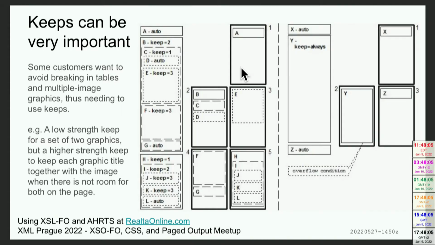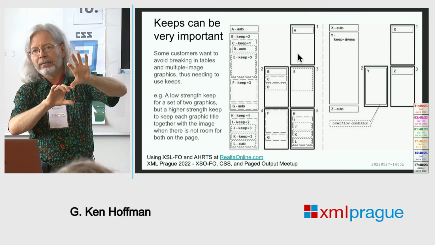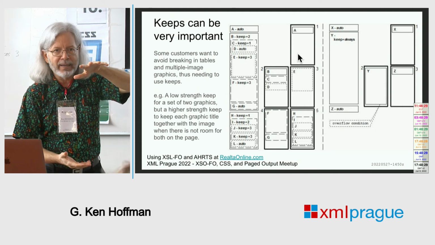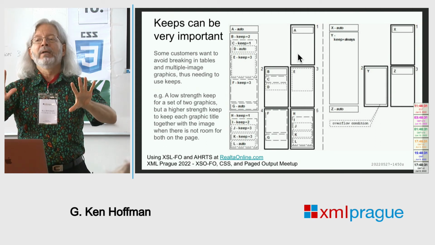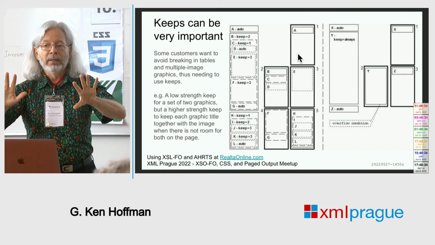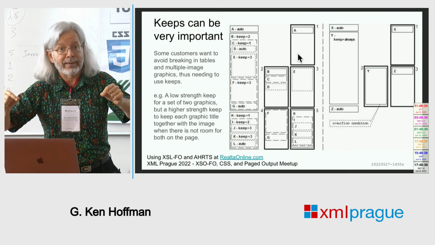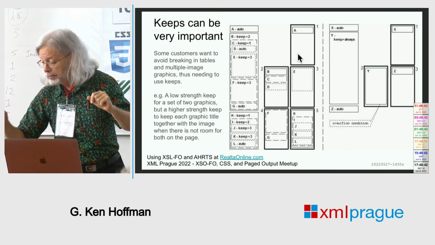Keeps. A very handy construct in FO is keeps. Imagine you have a figure with 2 graphics, and each graphic has a title. You can express a keep around the pair of graphics, and a stronger keep between each graphic and its title. So if the pair of images does not fit on the page, it will break first at the lower level of keep. And that will allow you to still keep the stronger titles next to the image itself.